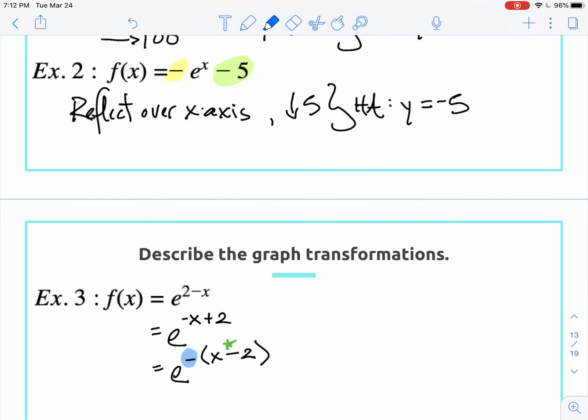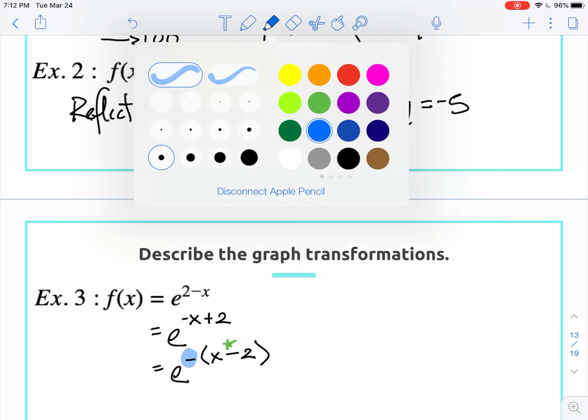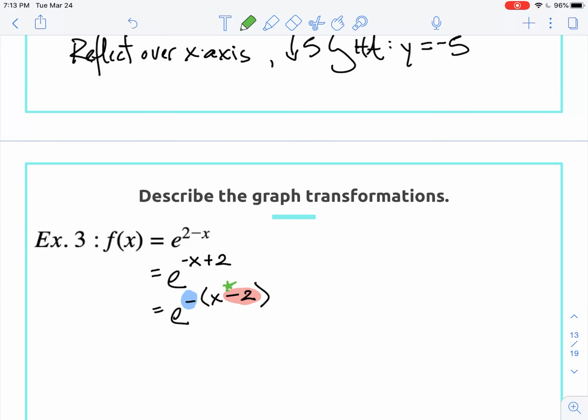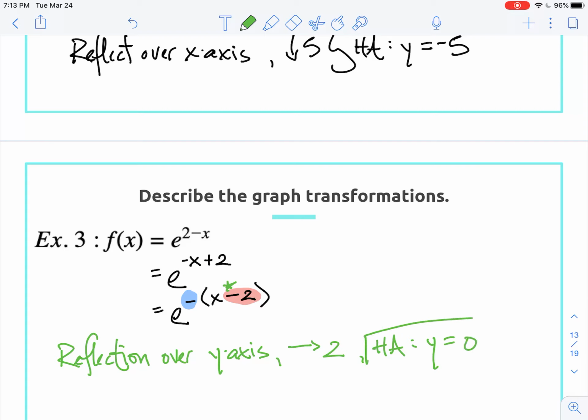So I've got a minus sign in the front here. That's going to be some sort of reflection. And I've got this minus 2 in the exponent, which is going to be a horizontal transformation. So the graph transformations that are happening here: I've got a reflection over the y-axis, and I'm moving it to the right 2 units. All of this means that the horizontal asymptote is going to stay at y equals 0.